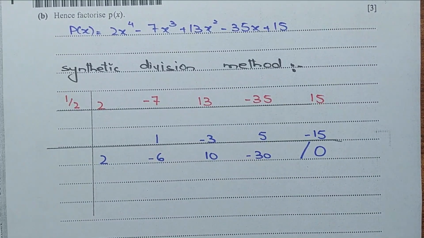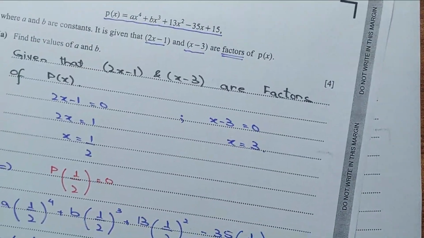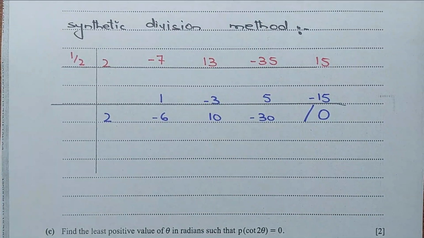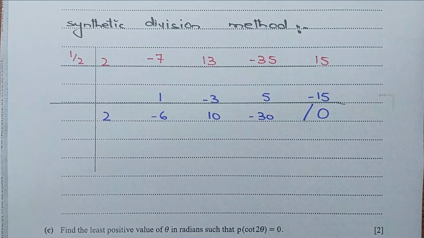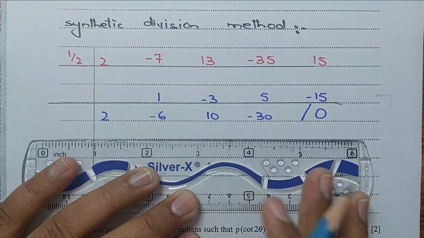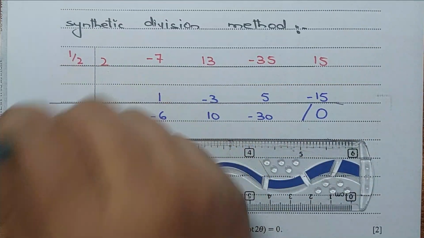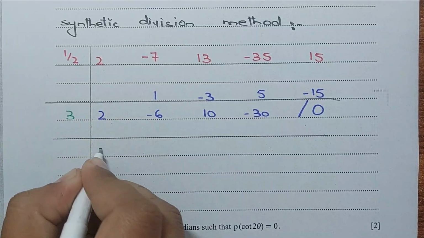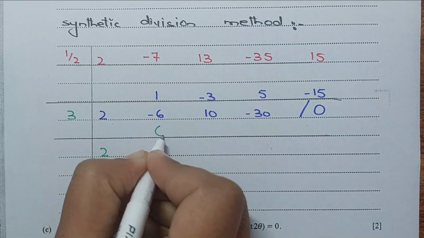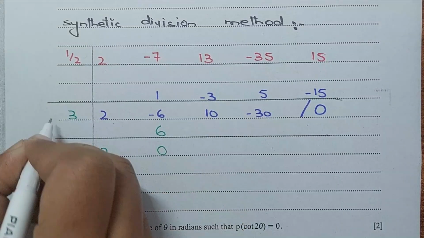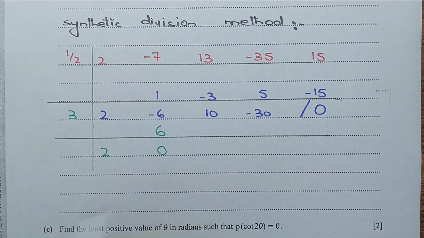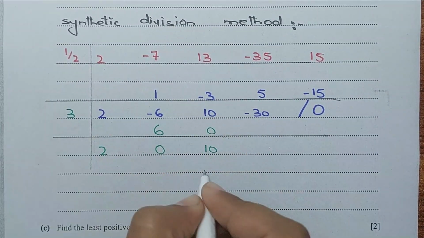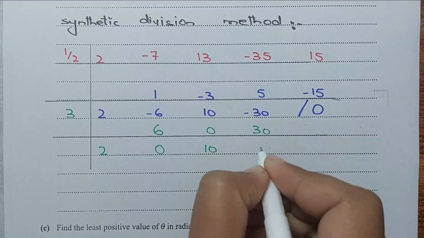One more piece of information in the question: it has two factors. The first one is 1 by 2, the other one is 3. So we have to use the number 3 as well, since 3 is a factor. Now we can say 3 is the factor. Write down the 3 over here. Bring the first term 2 down as it is. 3 times 2 is 6. When you add them up, it is 0. 3 times 0 is 0. Add them up, this is 10. 3 times 10 is 30. Add them up, this is 0.